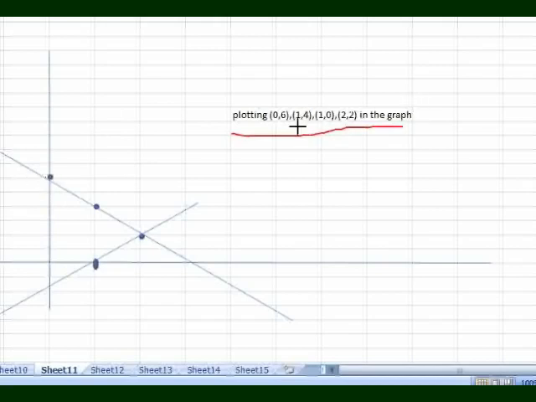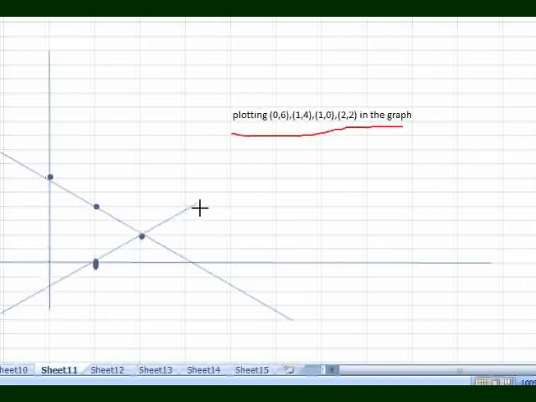And next is 1, 4. On the x-axis it is 1 and on the y-axis it is 1, 2, 3, 4. So 1, 4 will be plotted in this position. Next 1, 0, that is on the x-axis it is 1 and on the y-axis it is 0. So 1, 0 will be placed in this position. And 2, 2, on the x-axis it is 2, so 1, 2, and on the y-axis it is also 2, 1, 2. Okay, so 2, 2 will be placed in this position.